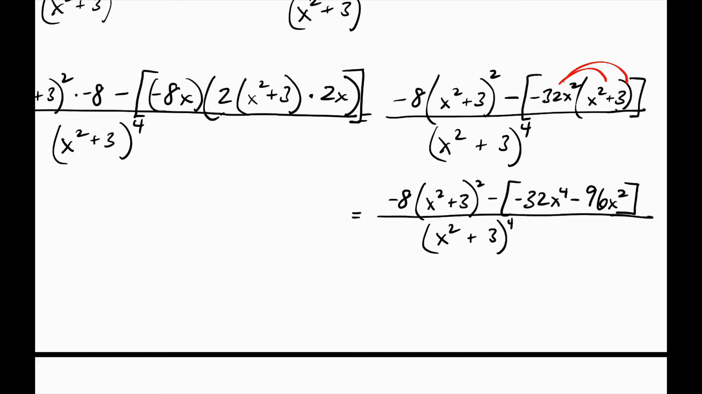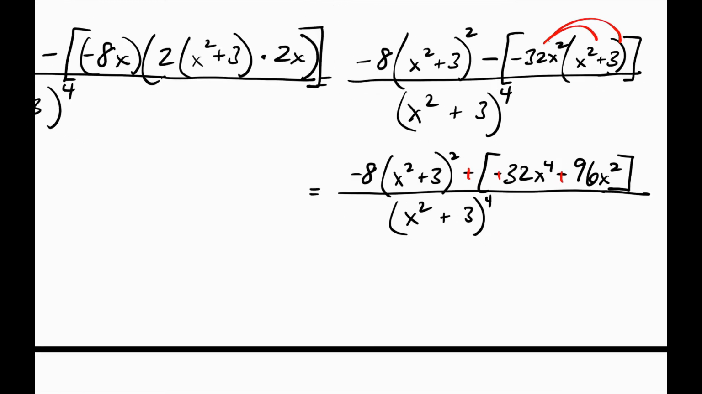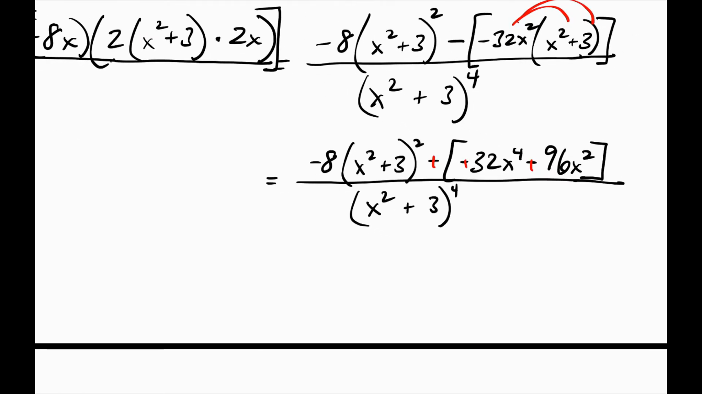Distribute the negative in front. So when I distribute the negative in front, that's just going to change all of these signs to positives. So once I do that, you don't need the brackets anymore. I could simplify more, but for right now, I'm just going to leave it because that's the second derivative.